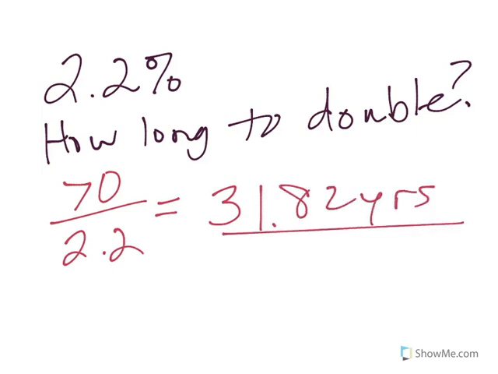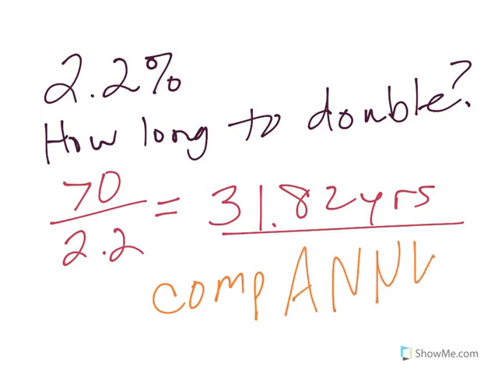But remember, this is only if you are compounding annually. Anything besides annually will not work with this model. So please make sure to keep that in mind. So that's the basics of the doubling function, rule of 70.